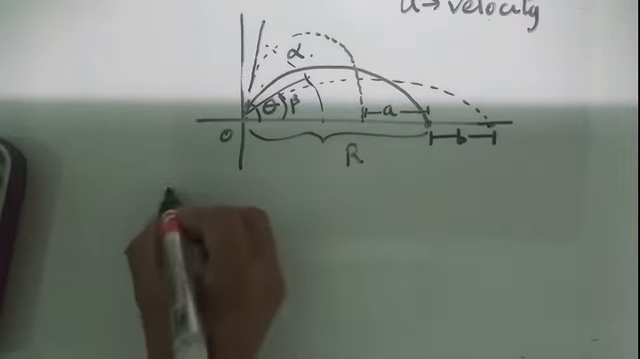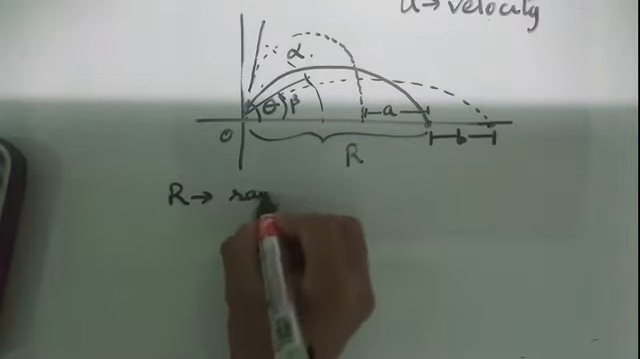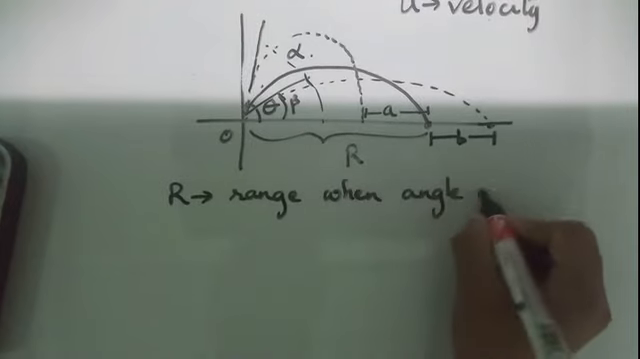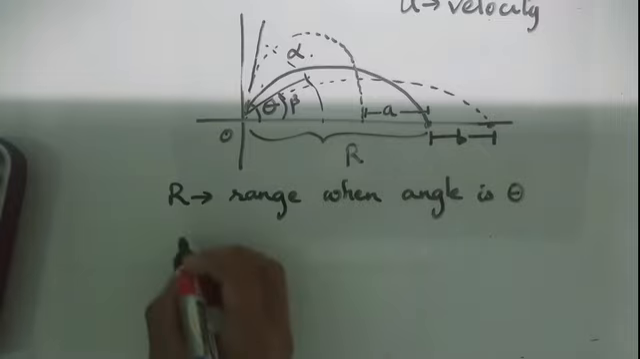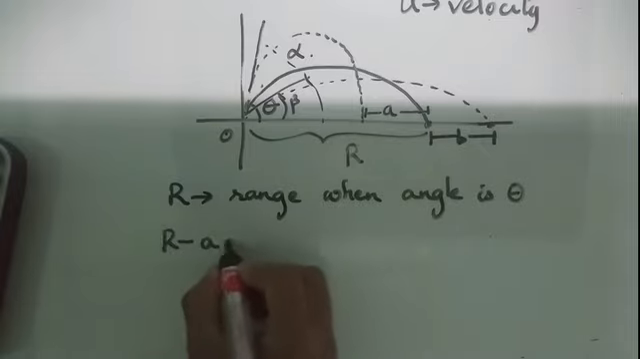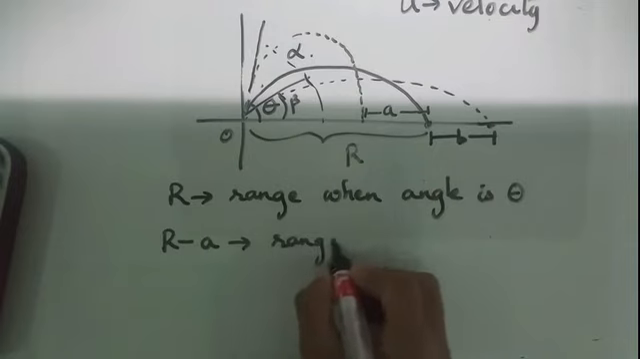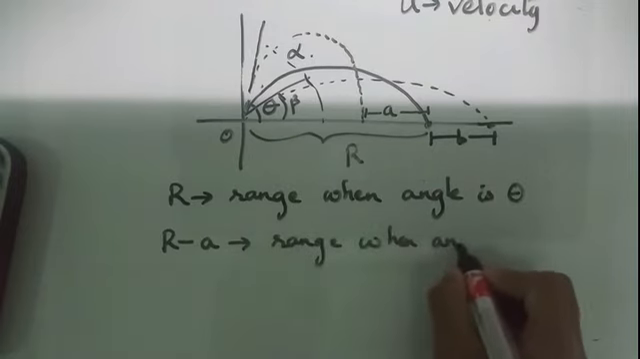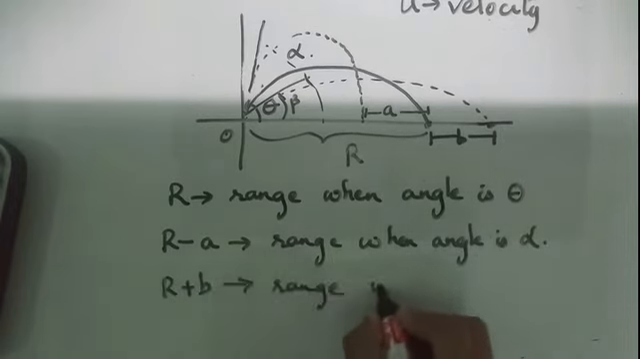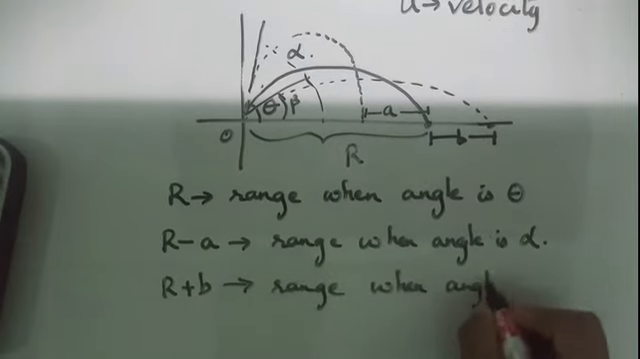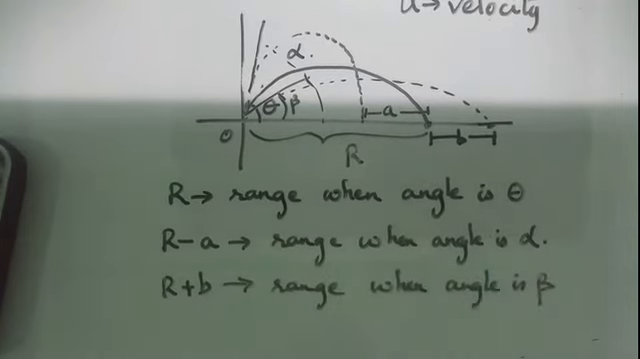What will we write over here? R is the range when the angle is theta. That is the proper range with the proper angle theta. R minus a will be the range when the angle is alpha, and R plus b is the range when the angle is beta. Over here we don't need anything else, we just need the formula for the range.